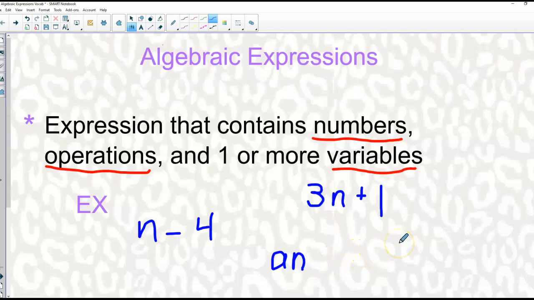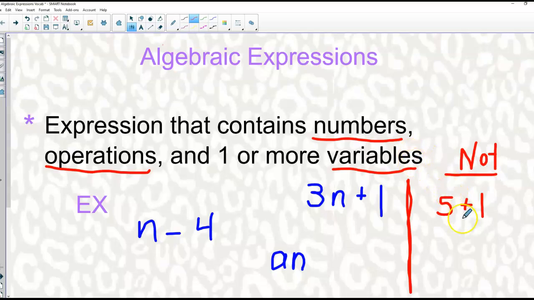Now, something that would not be an algebraic expression. Let me show you an example of something that would not be. If I just said 5 plus 1, that would not, I'm going to put the word not above this here. This would not be an algebraic expression. I don't see letters, so it's not an algebraic expression. It has to have these three items here.